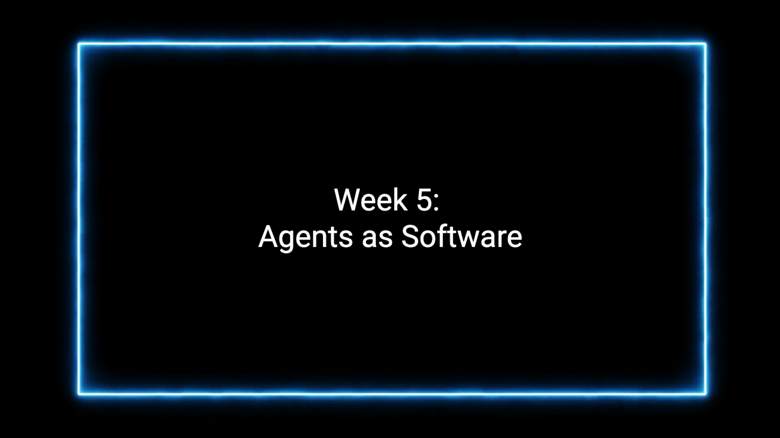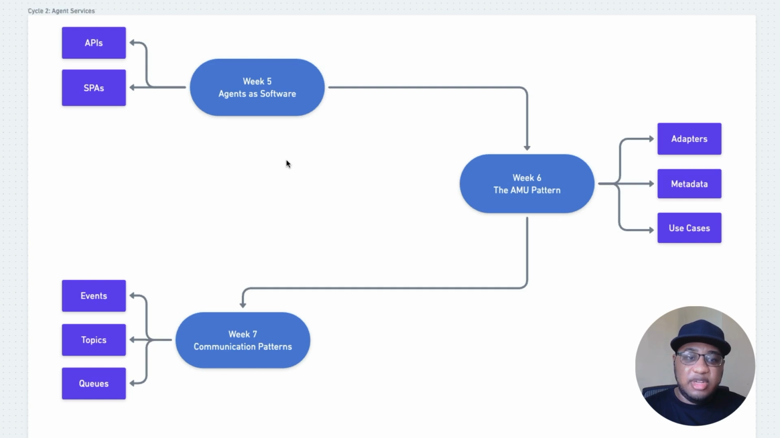But in week 5, where we focus our attention is agents as software. This is where you're going to be dealing with APIs and single page applications. Instead of using APIs, you're going to want to design your own API.